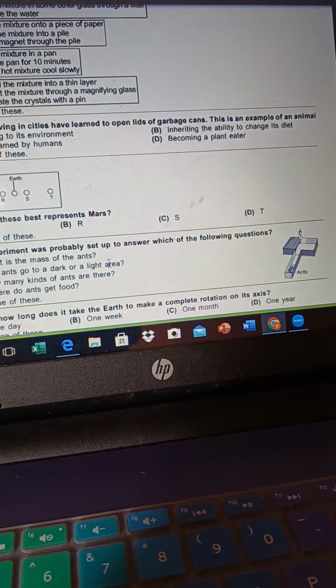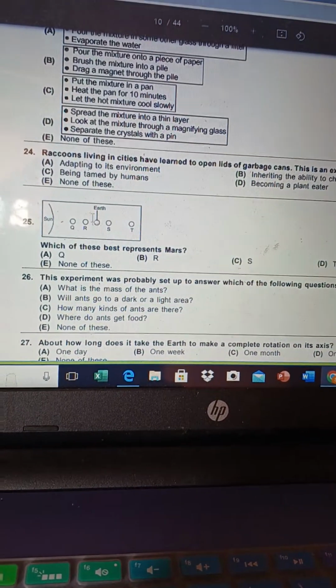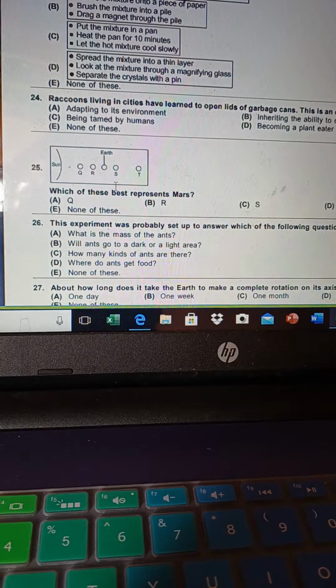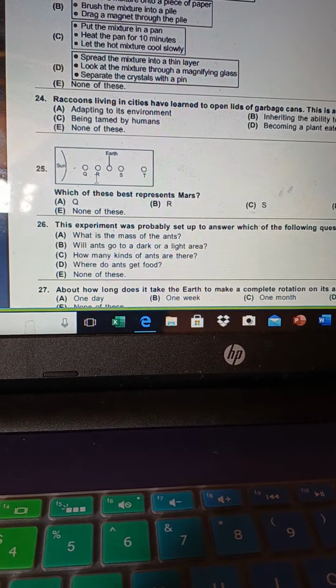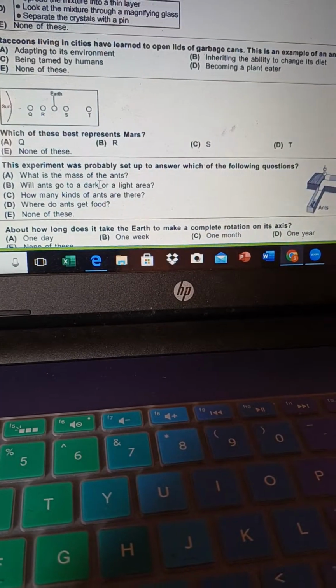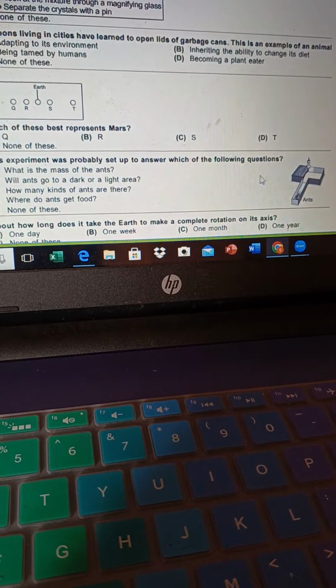Raccoons living in cities have learned to open lids of garbage can. This is an example of an animal adapting to its environment. This is the correct answer. Adapting to its changing environment or adapting to its environment. Number 25. Which of this best represent Mars? It will be S, because Mars is the 4th planet and Earth is the 3rd planet as seen from the Sun. Then number 26. This experiment was probably set up to answer which of the following question?